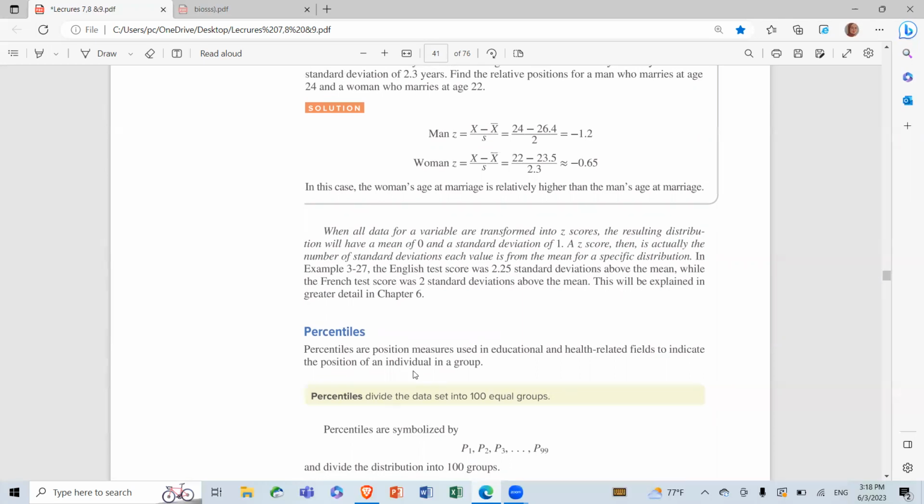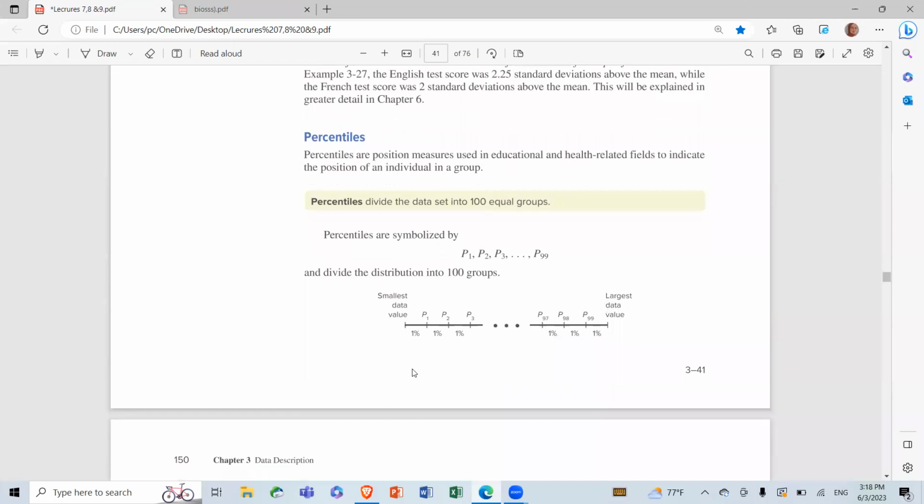This will be explained in greater detail in chapter 6. Percentile. We'll talk now about percentiles.